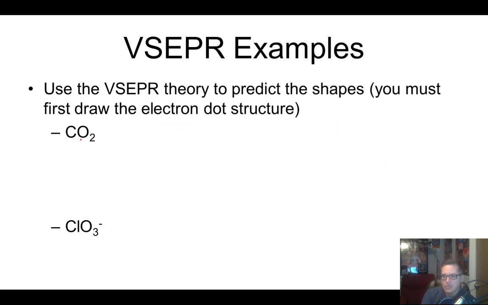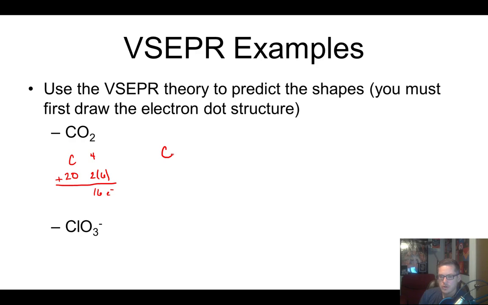Okay, so here we go. We're going to do a couple and then we'll be done. So CO2. First we have to draw the electron dot structure for CO2. We've got carbon and 2 oxygens, and we're going to add those up. Carbon is in 4A, so we have 4 electrons. Oxygen is in 6A, so we have 2 of those. That means 12 plus 4, so we've got 16 electrons to work with.